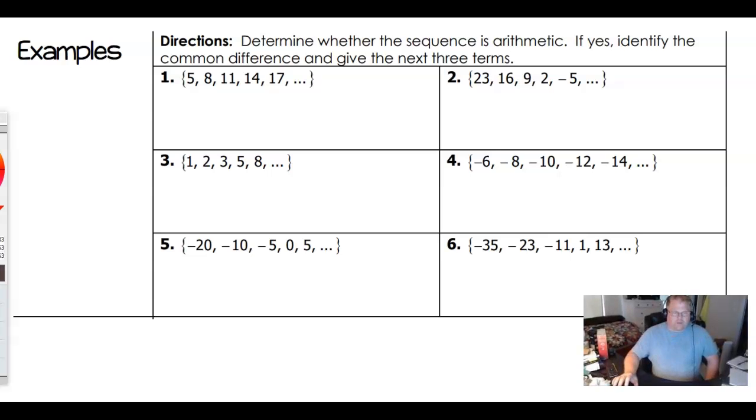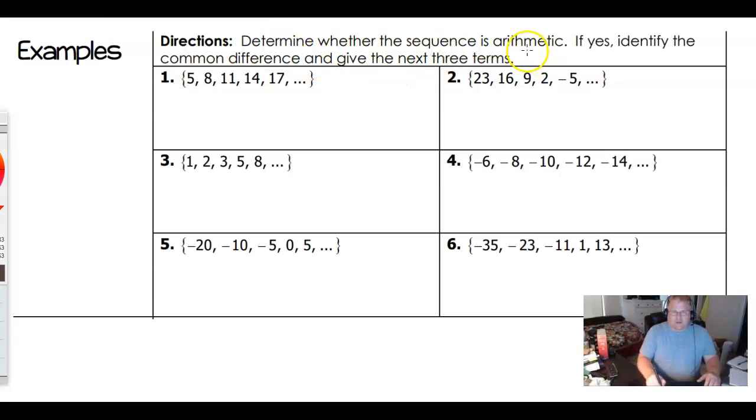Alright, so I'm going to try to do all these 6 examples all at the same time, just to drive a point, and that way you're able to look at one versus the other. The direction is to determine whether or not a sequence is arithmetic, and if it is, then we're supposed to figure out what the common difference is and what the next 3 terms are.